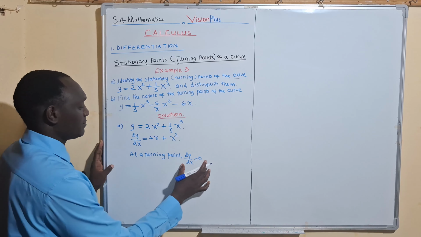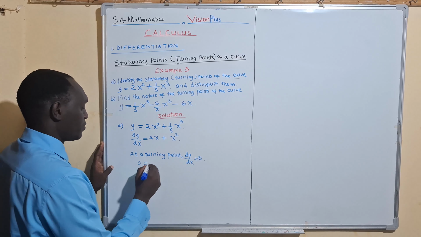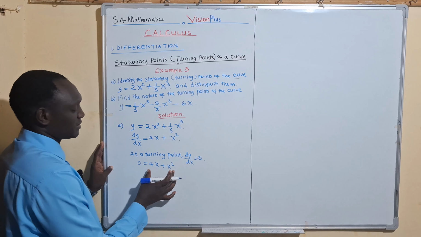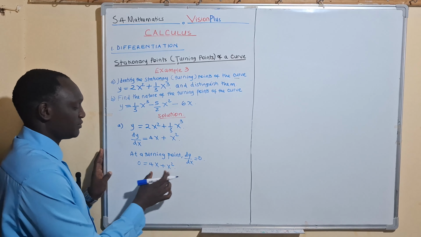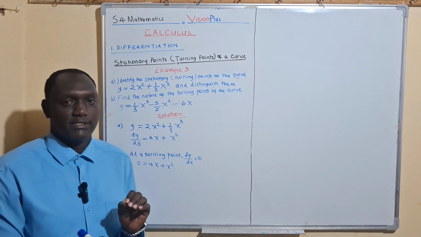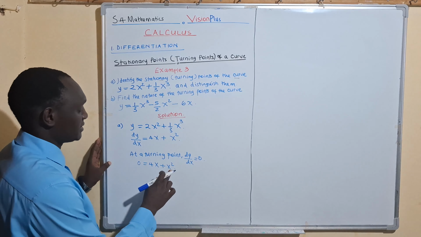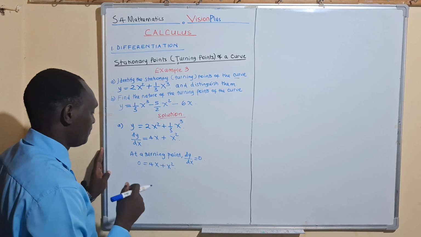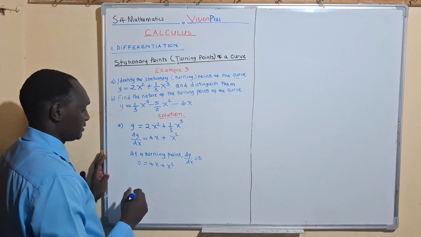Therefore, from here we substitute dy/dx is 0. So we shall have 0 equals 4x plus x squared. This is a quadratic equation. Now, this will assist us to find the coordinates of x at the turning point. Since it has a degree of 2, we shall have 2 turning points. So, from here, we find x.